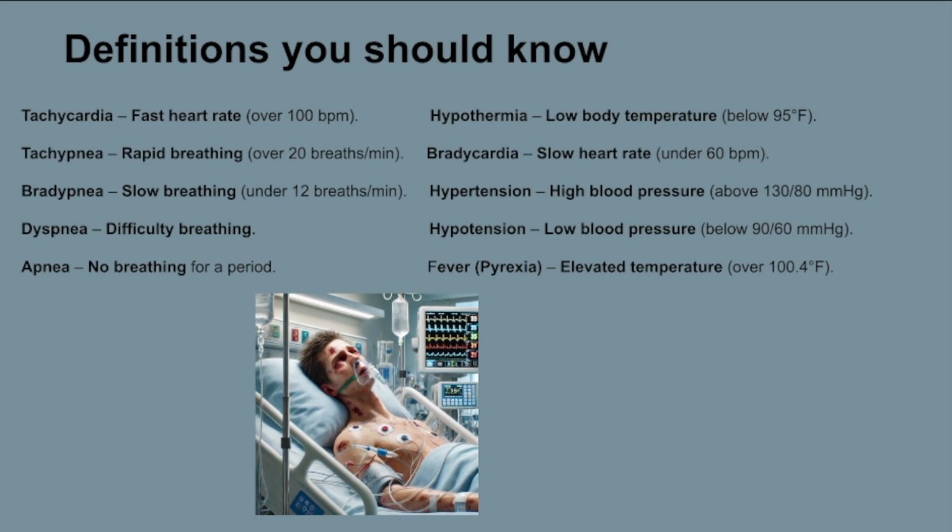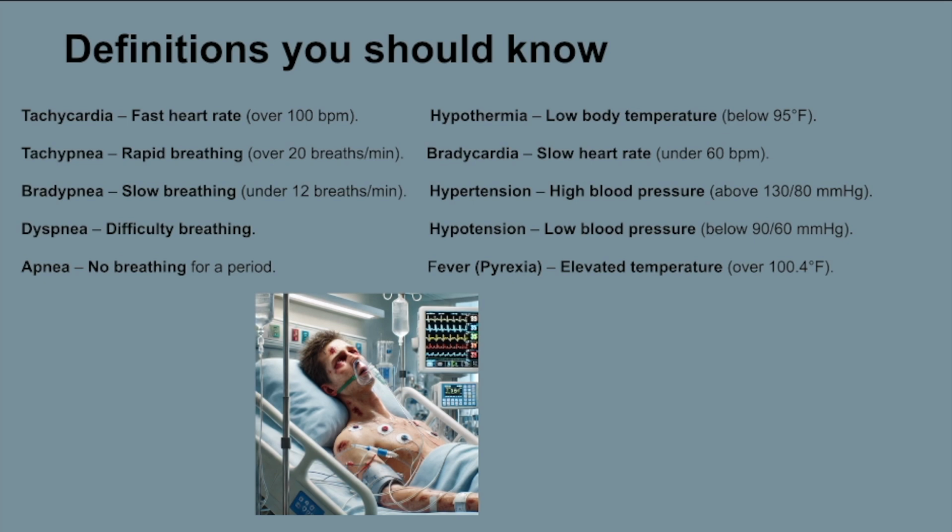On this slide, you'll see some important terms and definitions. Understanding these helps you know what's normal and what's not when checking vital signs. For example, tachycardia means fast heart rate, which is over 100 beats per minute. It could be caused by things like stress, fever, or even dehydration.